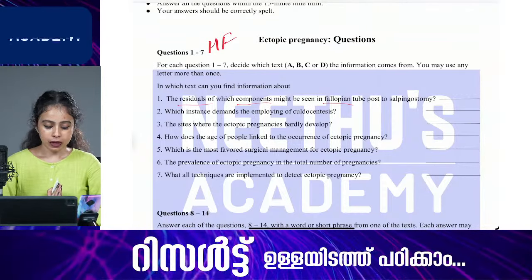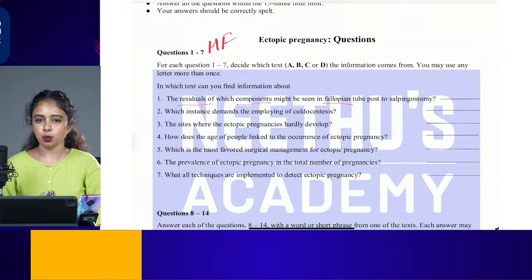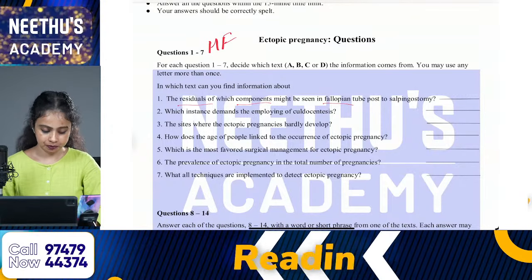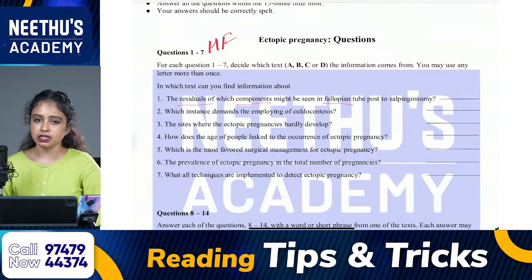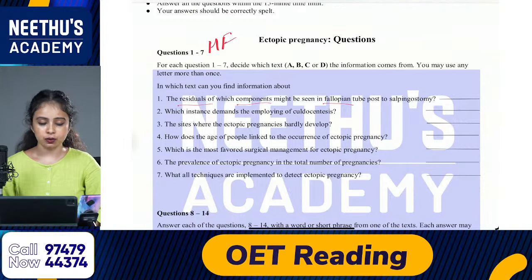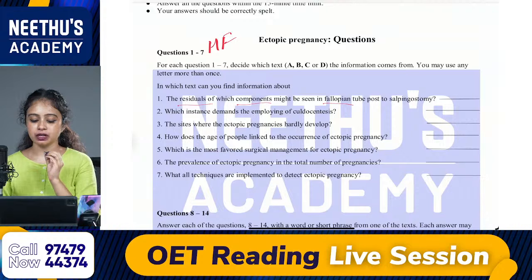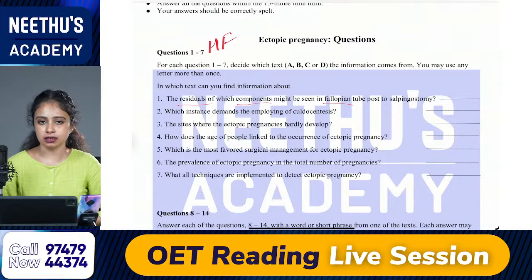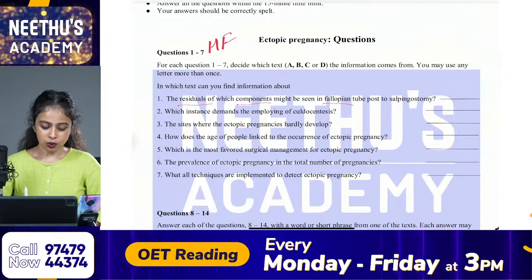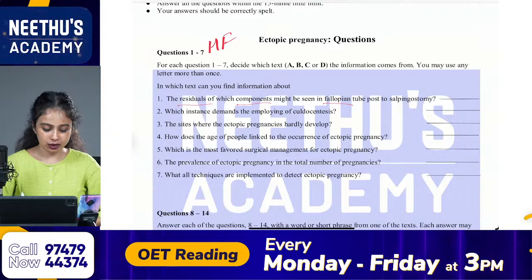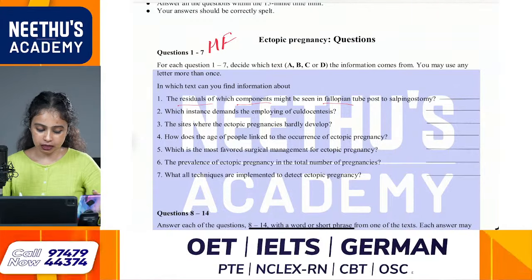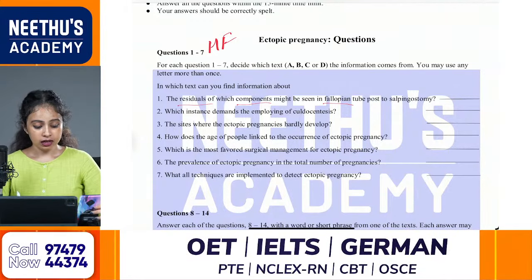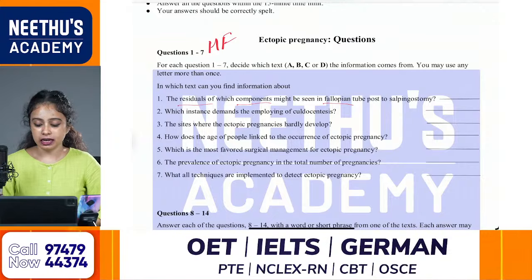So can you please comment what is the answer for question number 1? The residuals of which components might be seen in which text? So we have to locate that particular answer. In which text is this particular answer? Okay, coaches, Feba, Biji, Reba, Kirtu, Reshma. Very good, exact. It is from text D.